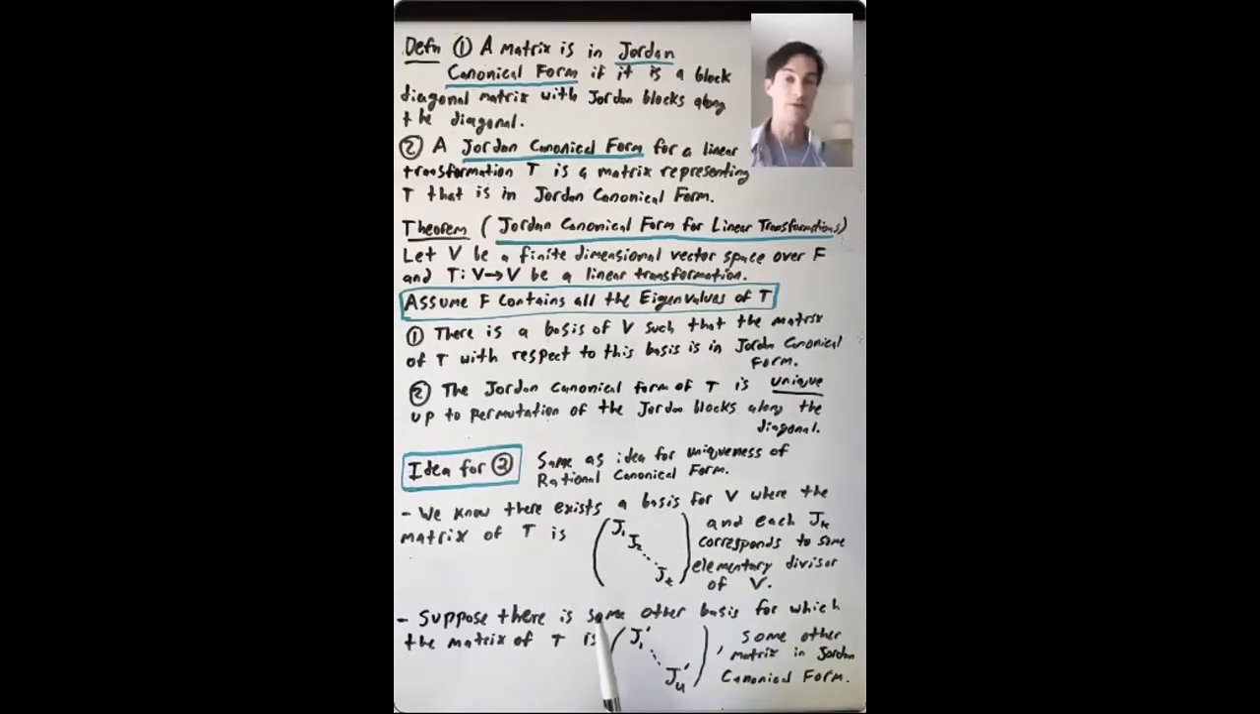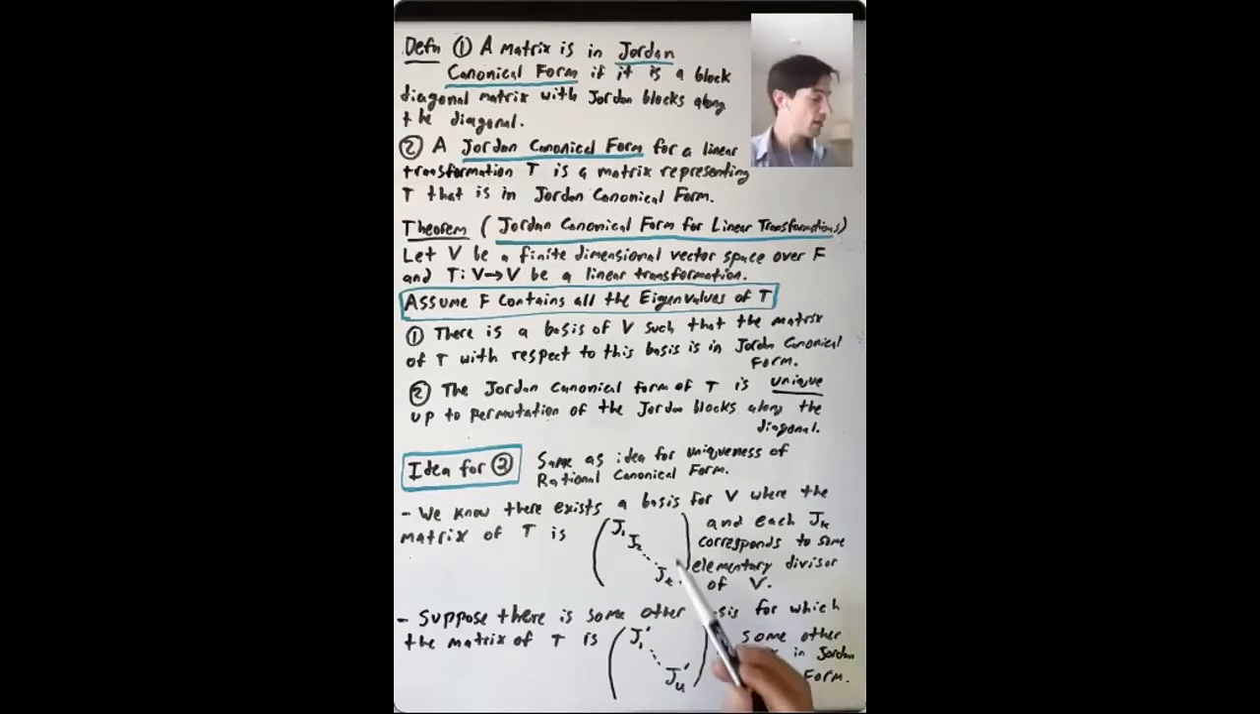So what we're going to do to prove uniqueness is suppose that there's some other basis of V for which the matrix of T is some other matrix in Jordan canonical form. And what we're going to need to show is that starting from this matrix, we are able to write V as a direct sum of finitely many cyclic F[x] modules that look like F[x] mod the ideal generated by (x minus lambda_i) to the alpha_i, and then by the uniqueness of the elementary divisor decomposition, that's going to say that these Jordan blocks are just a permutation of those Jordan blocks.